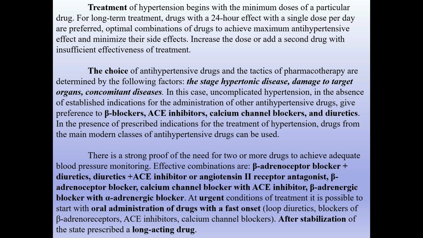pressure control. Effective combinations are beta-adrenergic receptor blocker plus diuretic, diuretic plus ACE inhibitor or angiotensin II receptor antagonist, beta-adrenergic receptor blocker, calcium channel blocker with ACE inhibitor, beta-adrenergic blocker with alpha-adrenergic blocker. In urgent conditions, it is possible to start treatment with oral administration of drugs with a fast onset, for example, loop diuretics, blockers of beta-adrenergic receptors, ACE inhibitors, calcium channel blockers. After stabilization of the state, a long-acting drug is prescribed.